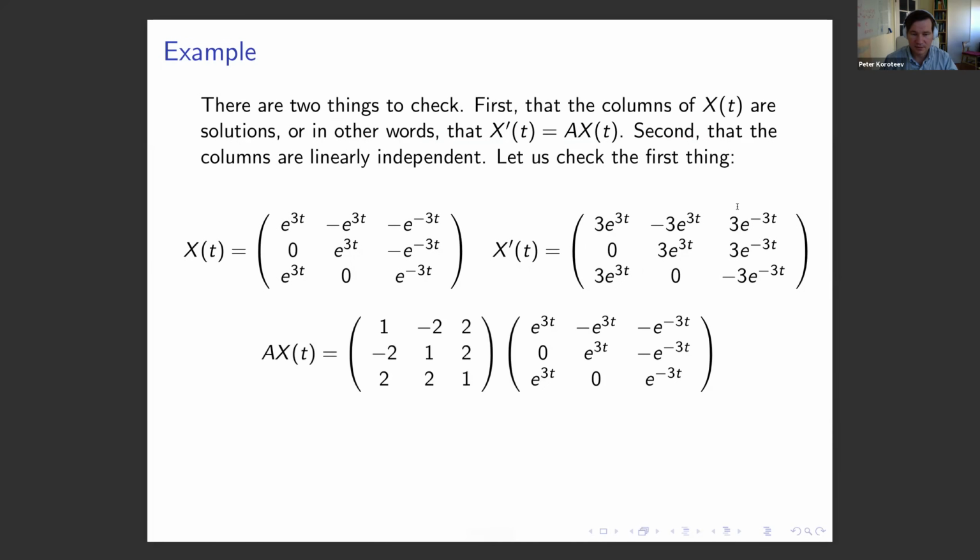And you just need to multiply the matrix A by X. And it will be equal to, well, what is expected, right? So you can see that these matrices are equal, therefore the solution is this matrix capital X. Indeed, its columns are solutions of the system of differential equations.